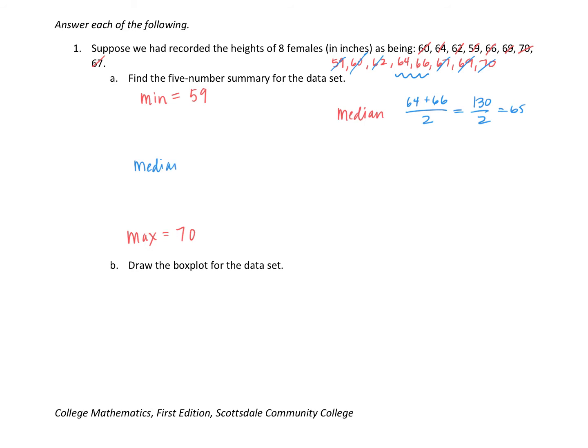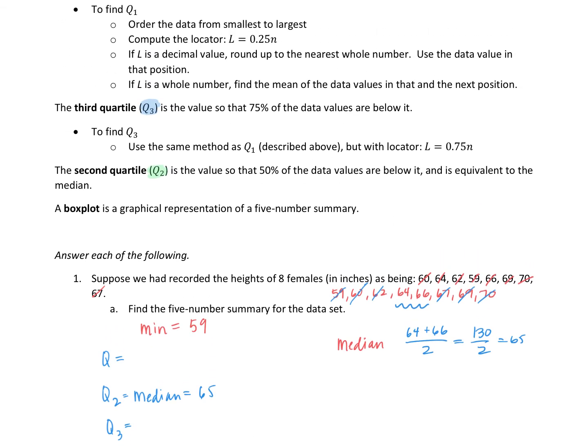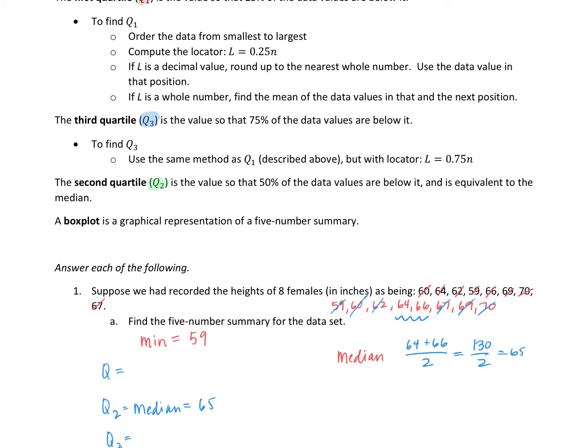So the median, which is Q2, is 65. Another way to do this is using what's called the locator. So the locator depends on which quartile you're trying to find or locate. So let me show you how to do it with the median. So for the median, your locator, and let me show you what I'm talking about up here. I have the information for 25 and for 75, but it's the same thing.